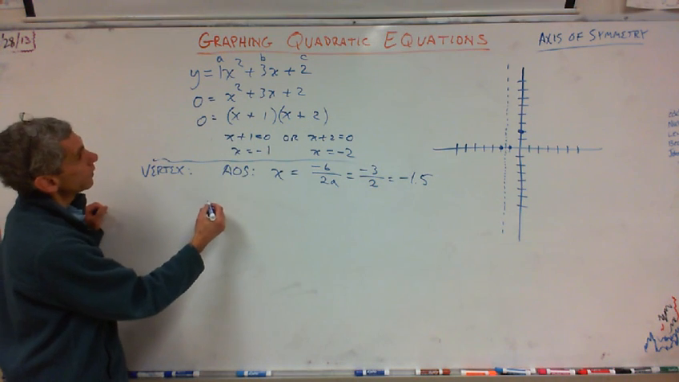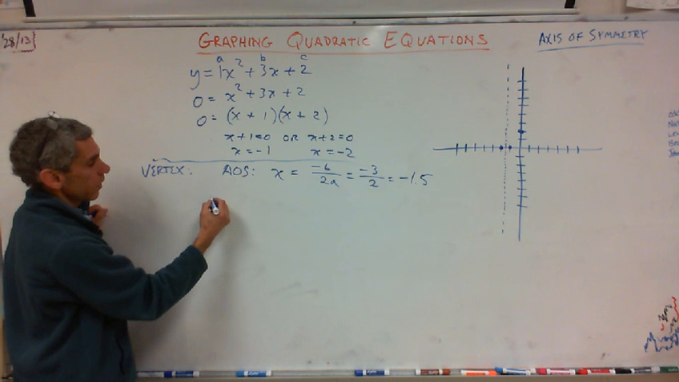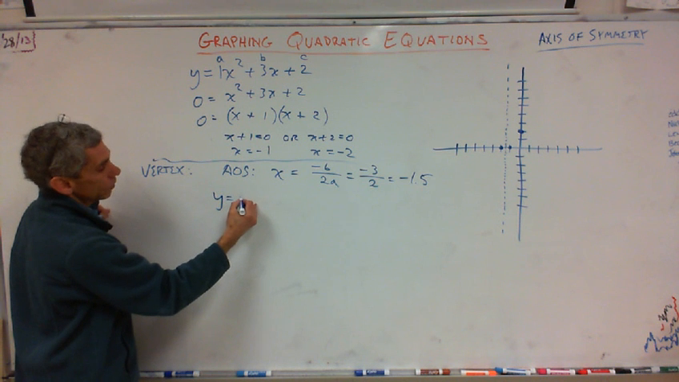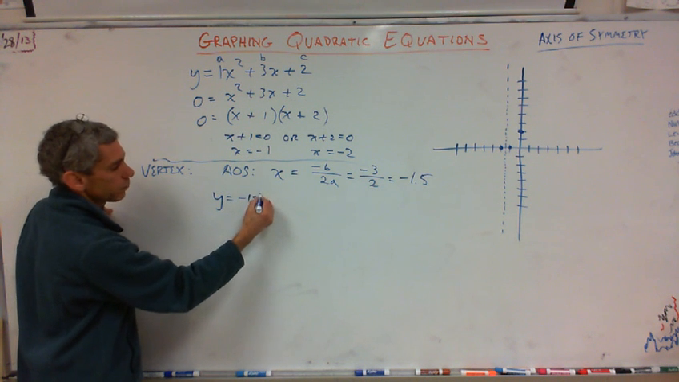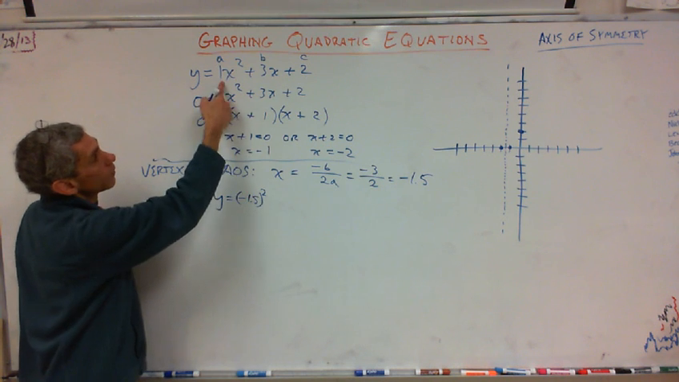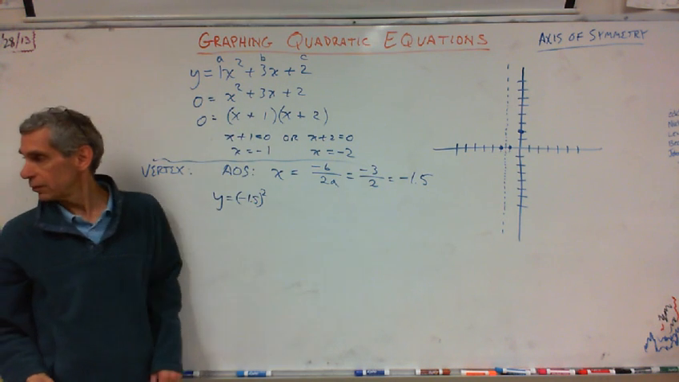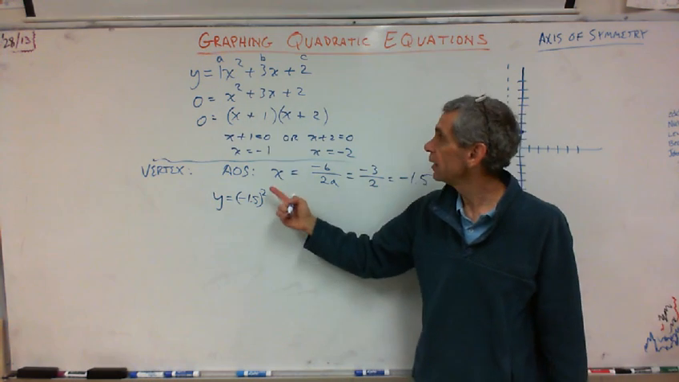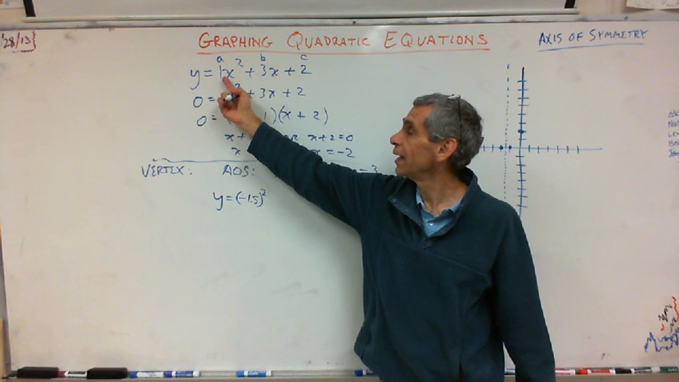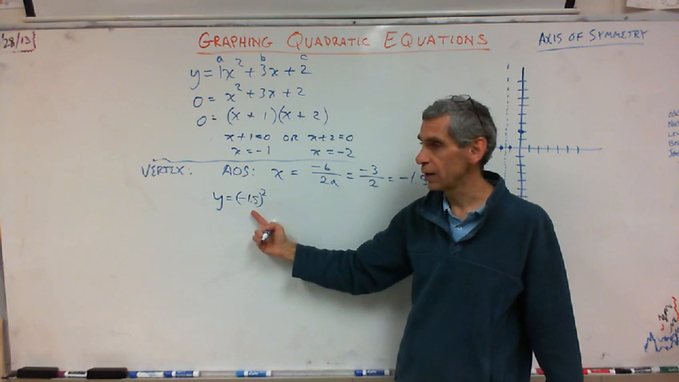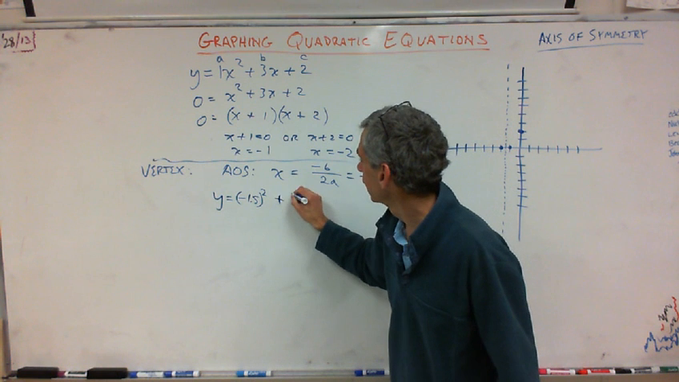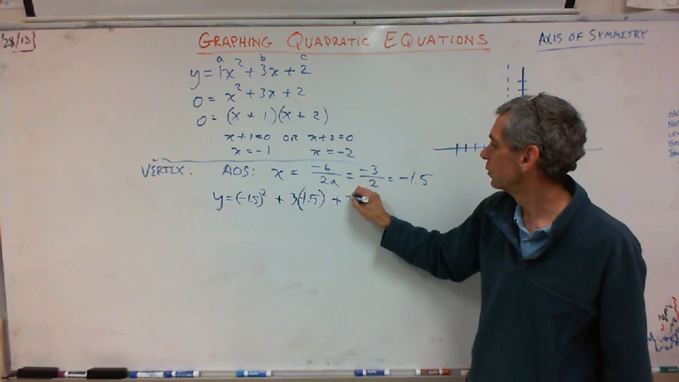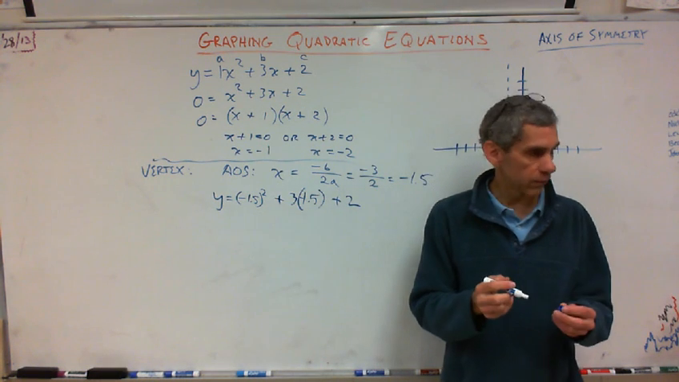So I'm going to substitute that into my original equation to find my actual y. So y is equal to -1.5 in parentheses squared. Right? See what I'm doing? I'm just taking the -1.5 and plugging it into this. So instead of x squared, it's going to be -1.5 squared. I've got to put the negative in the parentheses. And then plus 3 times -1.5 plus 2. All right, so somebody have a calculator?